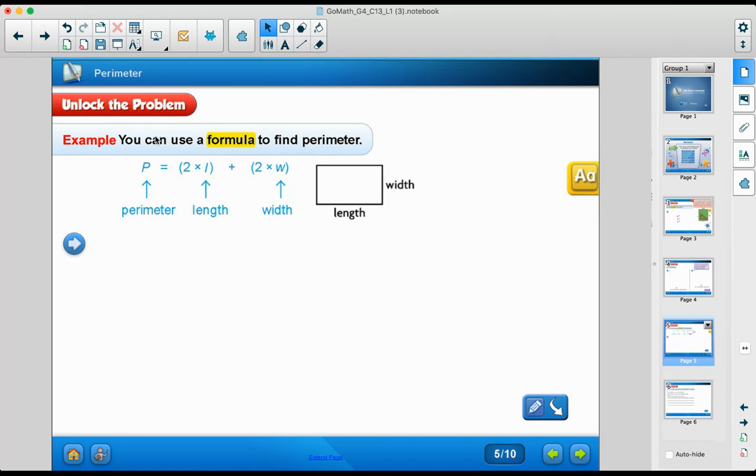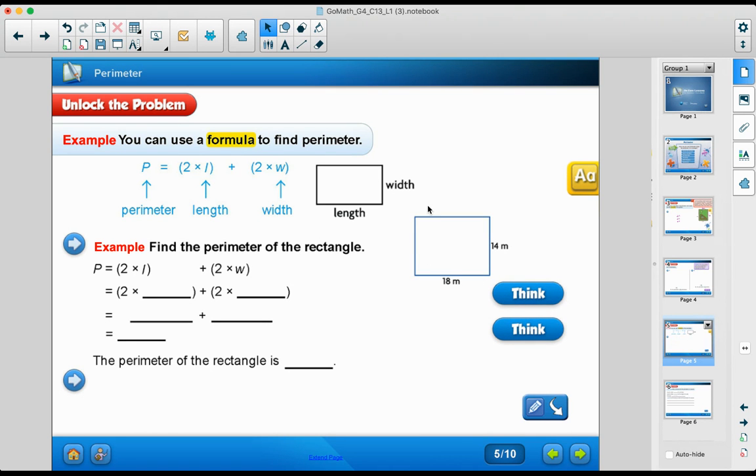Unlock the problem. You can use a formula to find the perimeter. Now, the formula to find the perimeter using multiplication is P, we use instead of the word perimeter, which is equal to 2 times L. L we use to represent the length, plus 2 times W. W we use to represent the width. So this is the formula. P equals 2 times L plus 2 times the width.